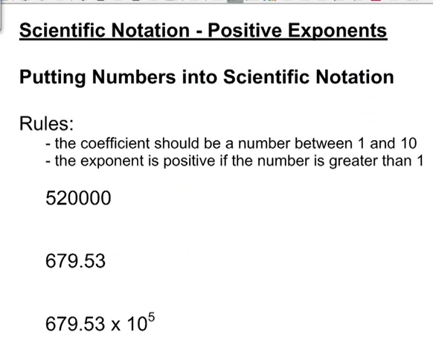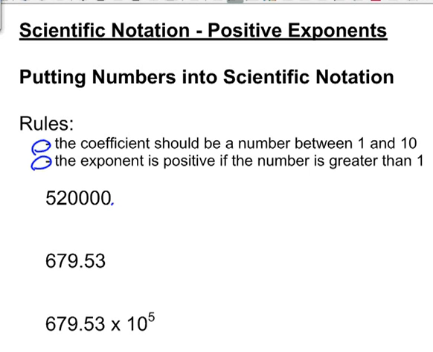When we put numbers into scientific notation, we need to follow these rules. The coefficient should be a number between 1 and 10. This is captured by making sure that we have only one digit in front of the decimal place. We also have to keep in mind that when our exponent is positive, that is because our number is greater than 1. We'll try to put these last 3 numbers into scientific notation.